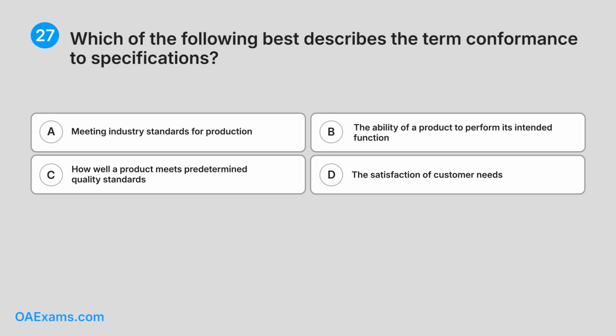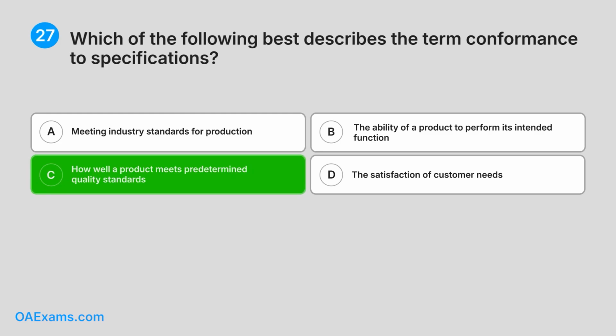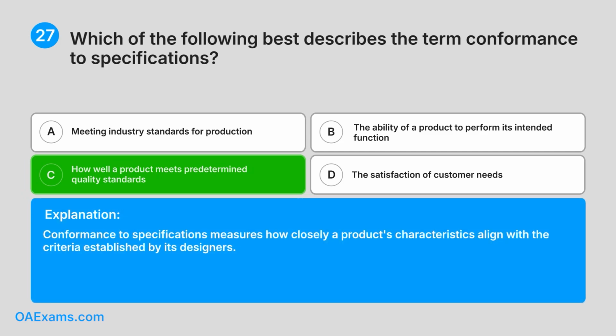Correct answer. C. How well a product meets predetermined quality standards. Explanation. Conformance to specifications measures how closely a product's characteristics align with the criteria established by its designers.